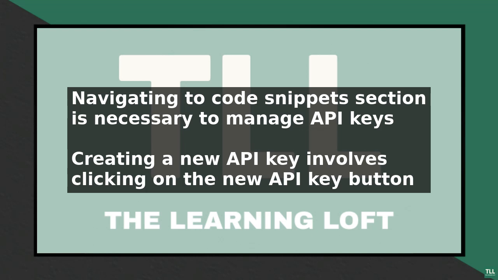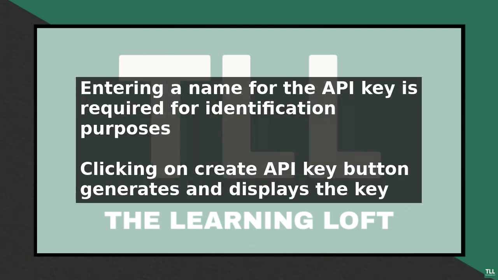Teachable will generate a new API key and display it on the page. You can copy the API key by clicking on the Copy button next to it. It is essential to keep your API key secure, as it grants access to your Teachable school data. Do not share your API key with anyone, and only use it for authorized applications.